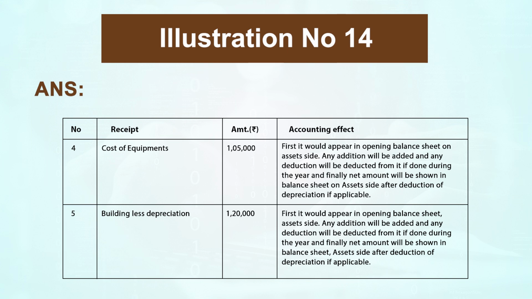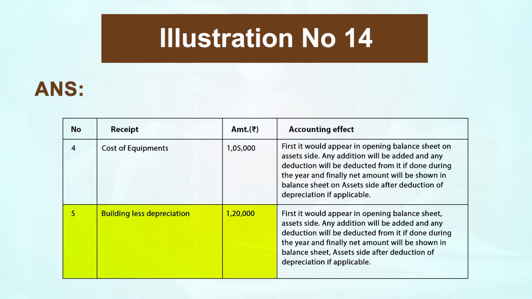The next point is cost of equipment, amount 1,05,000. Again, it will appear in opening balance sheet on asset side. Any addition will be added and any deduction will be deducted from it if done during the year. And finally, net amount will be shown in balance sheet on again asset side after deduction of depreciation if applicable.